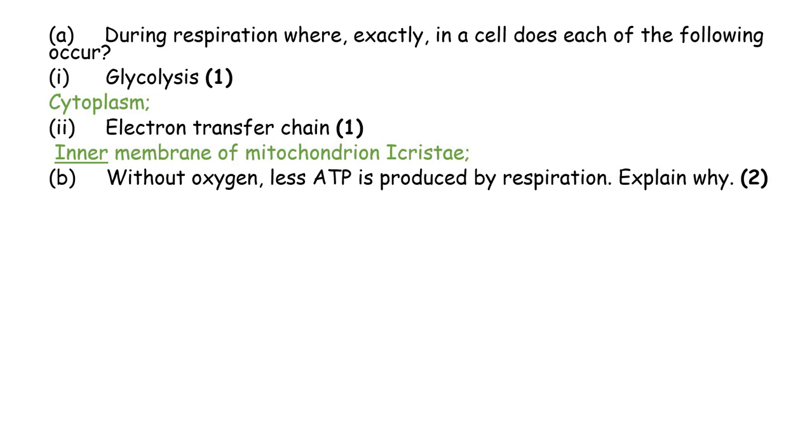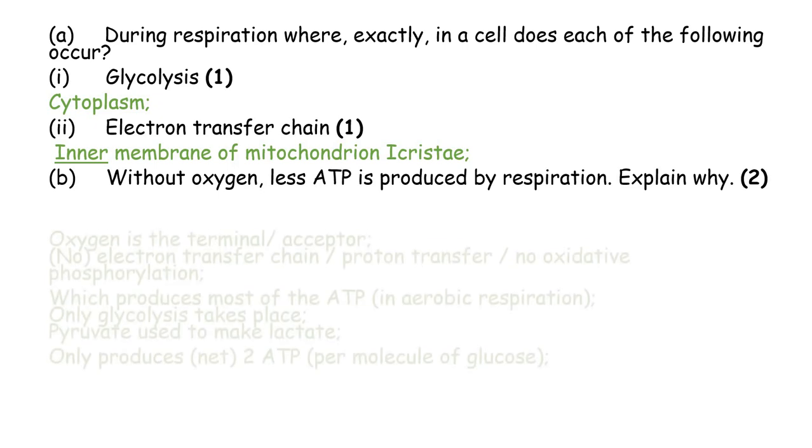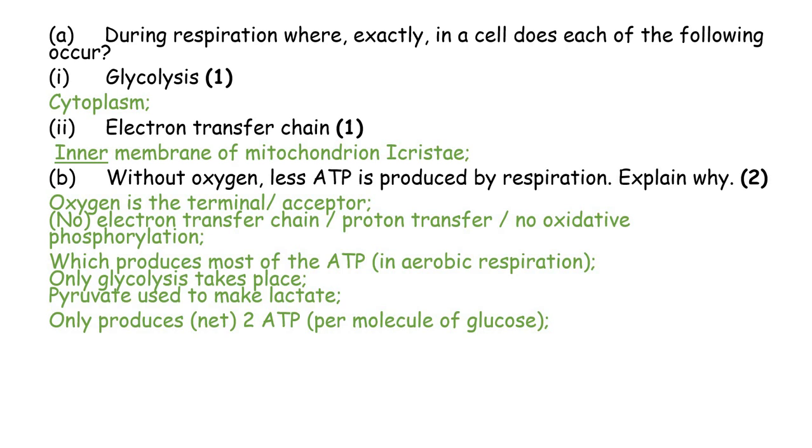Without oxygen, less ATP is produced by respiration. Explain why. Because oxygen is a terminal electron acceptor, so there's no electron transport chain or no oxidative phosphorylation, which is where most of the ATP is produced. In anaerobic, only glycolysis takes place, and pyruvate is used to make lactate, and there's only a net gain of 2 ATP produced.